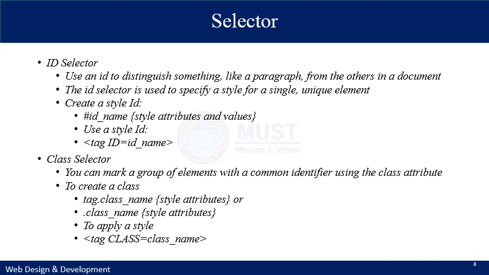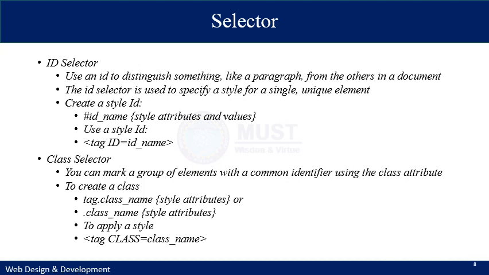So more about the selectors. There are certain kinds of selectors that are used in cascading style sheets. The most common is the ID selector. It uses an ID to distinguish something like a paragraph from the others in a document. The ID selector is used to specify a style for a single unique element, because an ID is unique for all of the elements in a page.